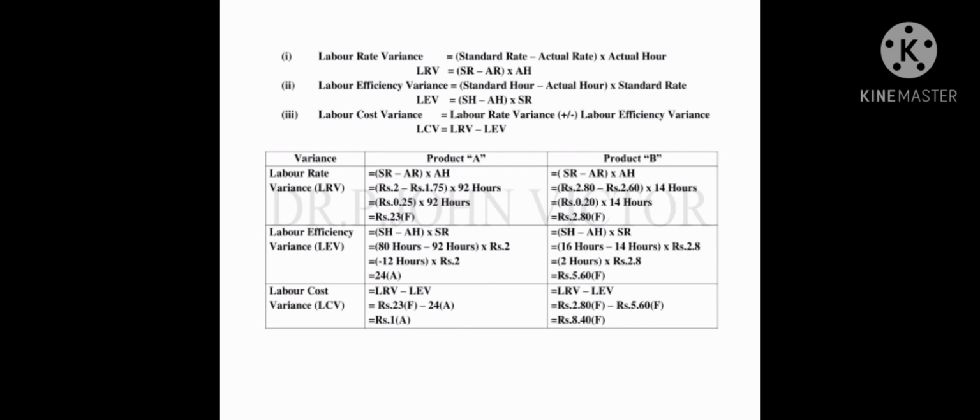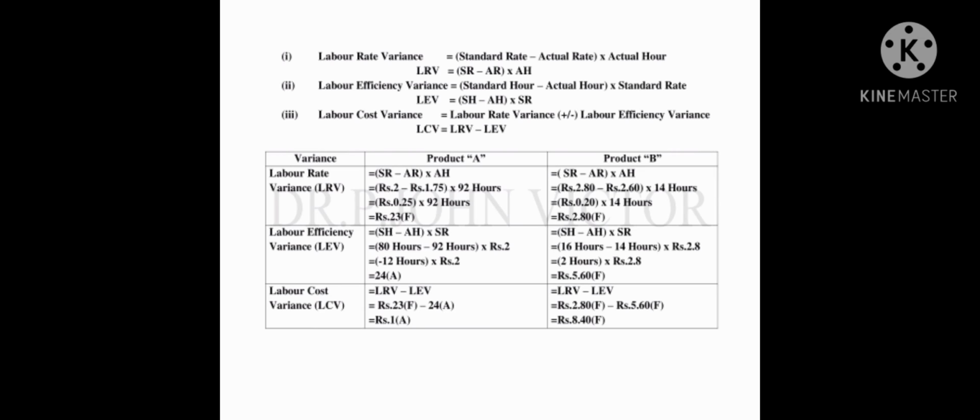So the value of labor rate variance is 23 favor, labor efficiency variance is 24 adverse. That means the adverse value is higher. Definitely the answer is to be adverse. Rupees 1 adverse. Then labor cost variance for product B is labor rate variance plus labor efficiency variance.